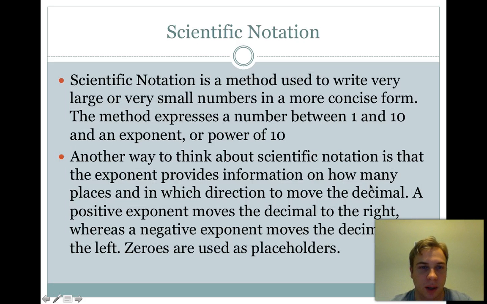Scientific notation. Scientific notation is a method used to write very large or very small numbers in a more concise form. The method expresses a number between 1 and 10 and an exponent or power of 10. Another way to think about scientific notation is that the exponent provides information on how many places in which direction to move the decimal. A positive exponent moves the decimal to the right, whereas a negative exponent moves the decimal to the left. Zeros are used as placeholders.